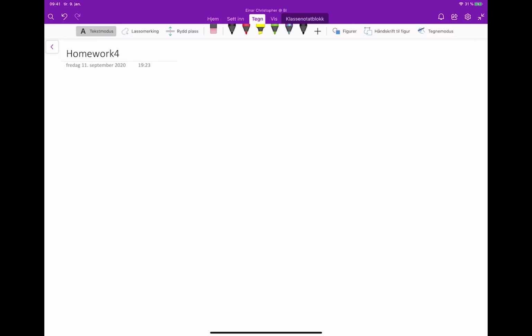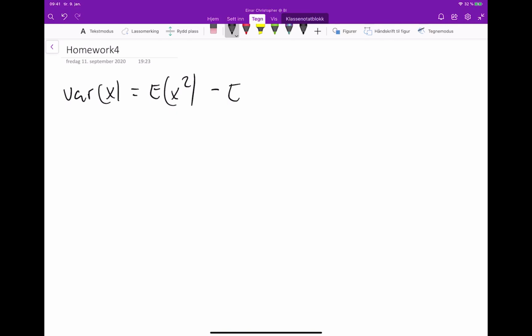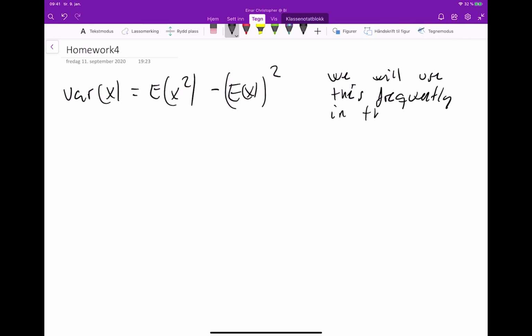In this homework we will frequently use the relation that the variance of x can be written as the expectation of x in the power of 2 minus the expectation of x, and all of that in the power of 2. We will use this frequently in this homework.